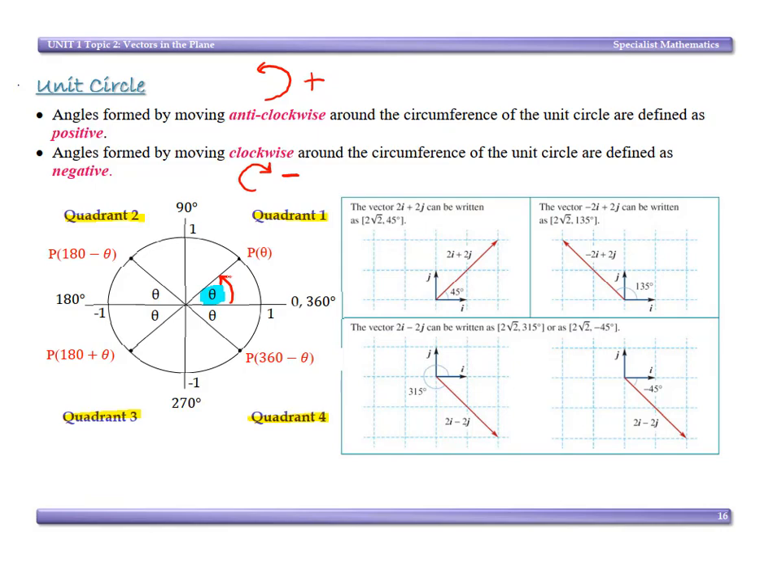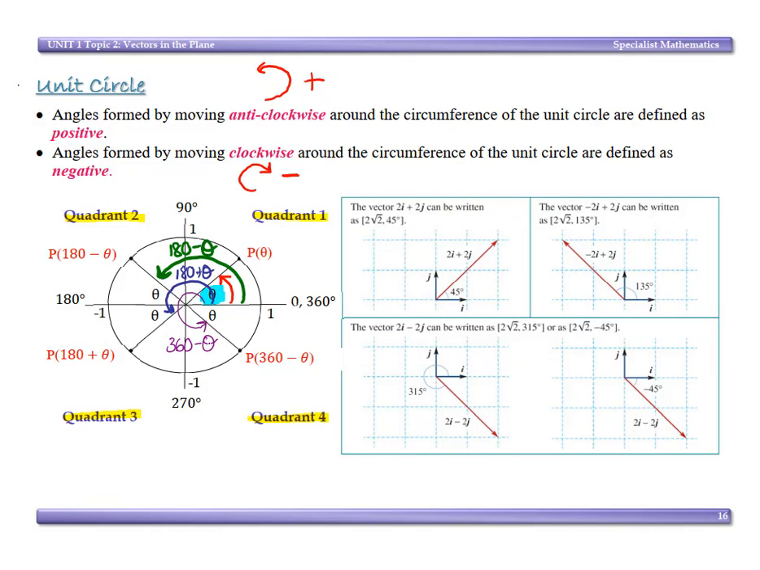So if we're in our second quadrant, we're going all the way around to here, which is 180 minus theta, because 180 is all the way around and then back theta, so that's 180 minus theta. If we're in our third quadrant, we're going all the way around to here, so that's 180 plus theta. And if we're in our fourth quadrant, all the way around to there, then that's 360 minus theta.